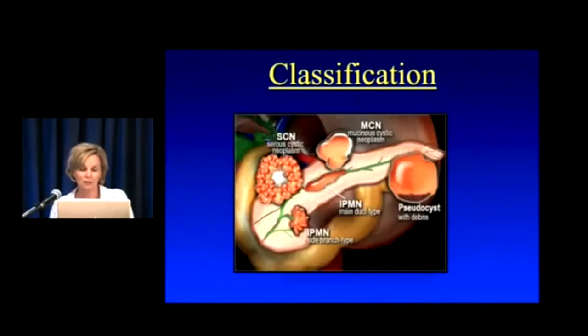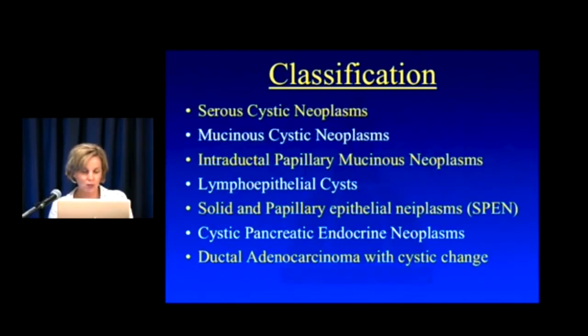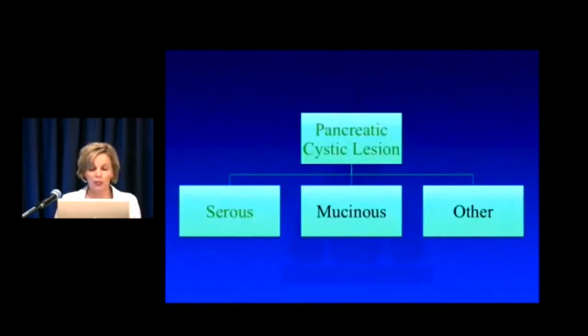So that's classifying these lesions. Okay, and we're going to talk about all the cystic tumors. We're going to talk about cystic neoplasms, like serous cystic neoplasms, the mucinous cystic neoplasms, IPMN, lymphoepithelial cysts, SPEN tumors, cystic endocrine neoplasms, and then sometimes ductal adenocarcinoma can have cystic change. It's really necrotic, not cystic, but sometimes they could look the same, so we'll discuss those. So we're going to characterize our lesions as serous, mucinous, or other, and that's what you should be doing when you're looking at a CT.